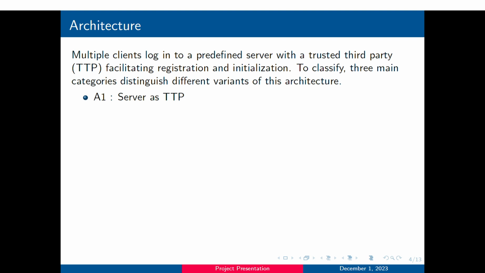Now we move to the architecture. The architecture is categorized into three main variants. The first one: the server acts as a TTP, eliminating the need for an external trusted third party. However, this approach contradicts a fundamental cryptographic principle, as subscriptions and operations should be strictly distinguished.